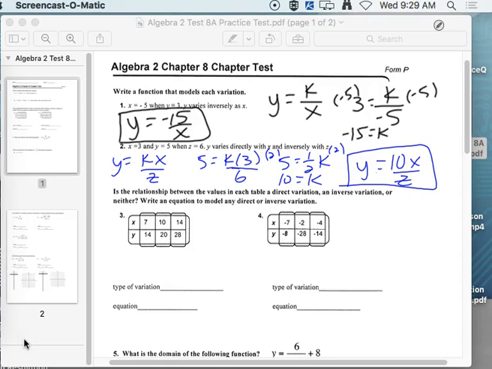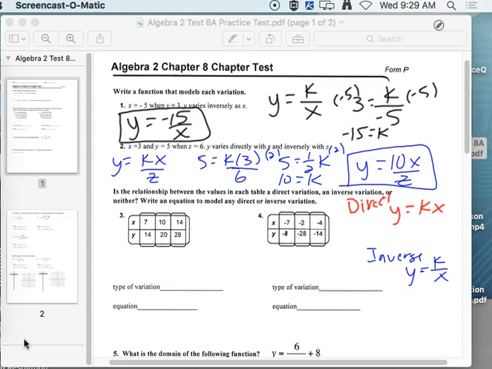All right, this looks familiar. The table stuff. So it says, is the relationship between the variables direct variation, inverse variation, or maybe it's neither one? How are we supposed to know? Remind me, how do we know?